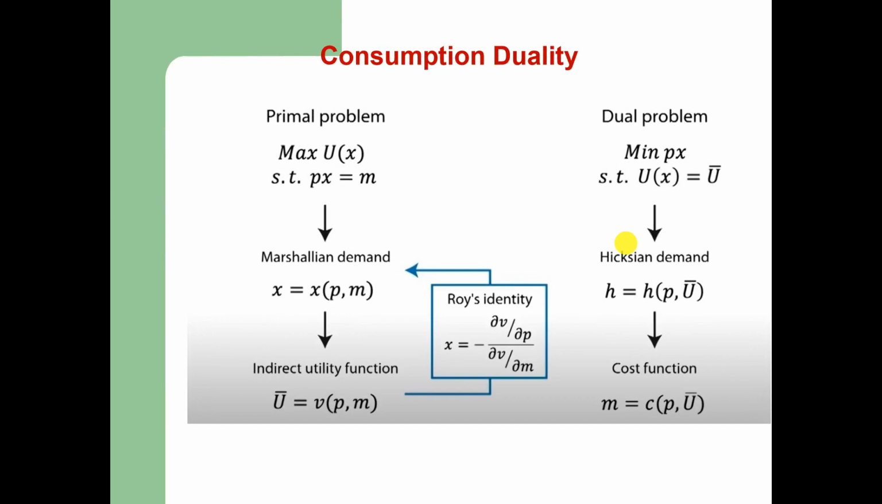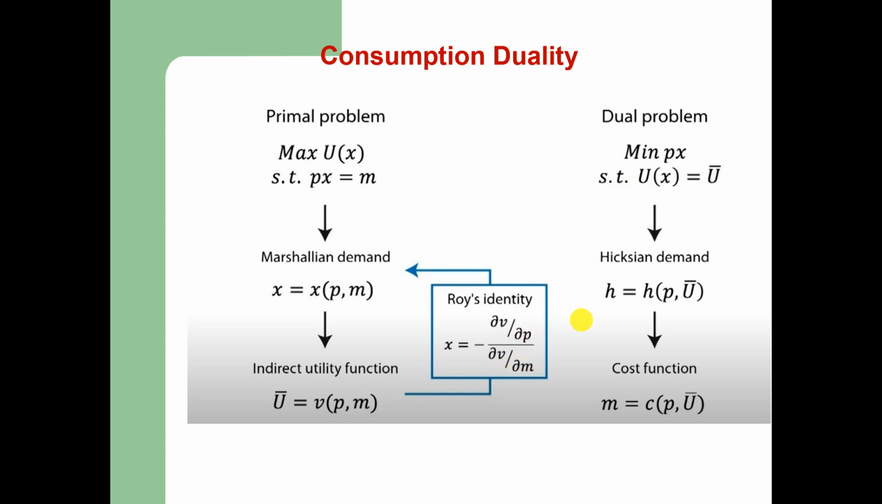Furthermore, we can also go in backward direction from the indirect utility function, and by doing so, we can get the Marshallian demand function from the indirect utility function through Roy's identity, which can be used to derive the Marshallian demand function from the indirect utility function, where Roy's identity is given by x, that is equal to the negative of the partial derivative of the indirect utility function with respect to price divided by the partial derivative of the indirect utility function with respect to income.